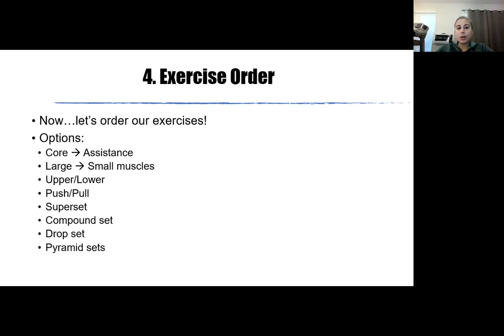Again, not one way to do everything, just so we know that. So we can do core first, then assistance. We can do large to smaller muscles, kind of similar. We can alternate upper, lower. And again, let's think of his goals at the same time. So some of these actually might not be as applicable because of his goals. We can do push pull, alternating even in the same day. We can do supersets, if anyone remembers that, where we do 2 exercises back to back with no rest.